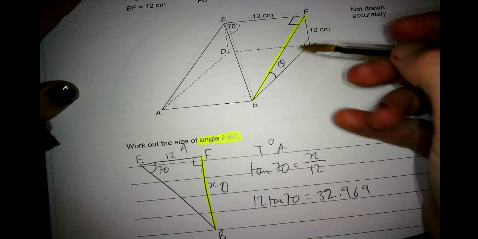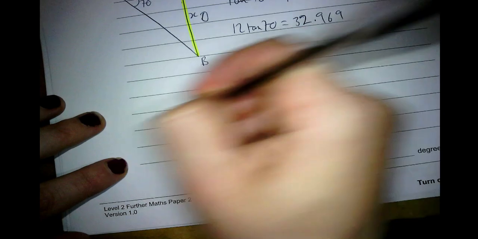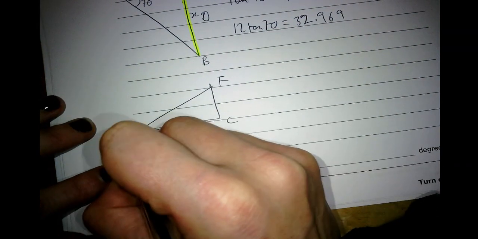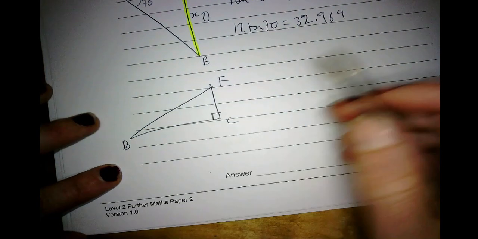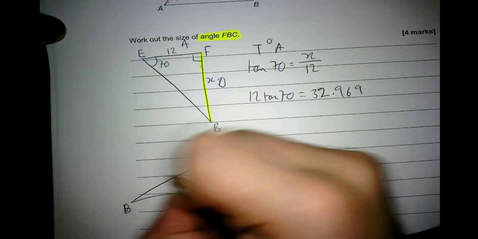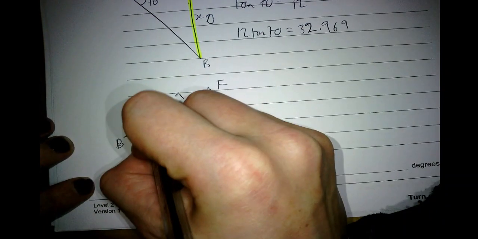Now I'm ready to find angle theta. I'm going to draw out this triangle FCB and label my vertices F, C, B. I've just worked out that FB is 32.969, and I know that FC is 10. I'm trying to find this angle.